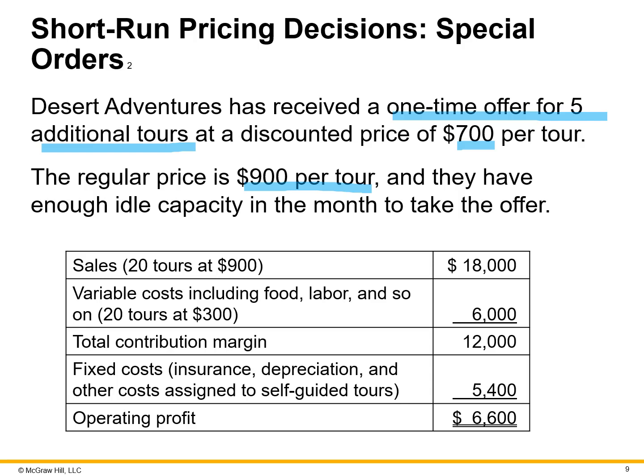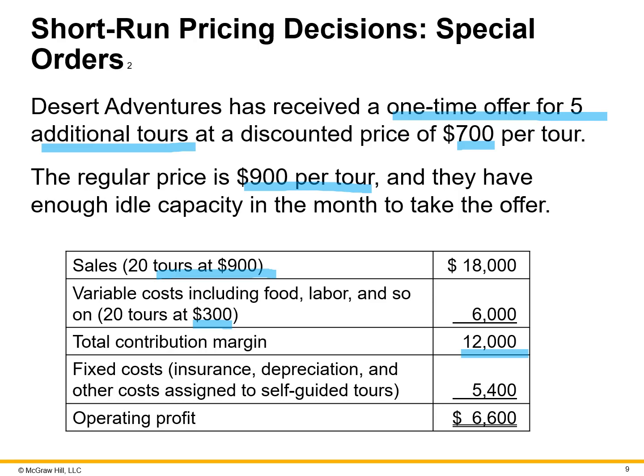Tours are generally sold for $900. They want it for $700, so they want a $200 discount. The variable cost is $300. So the total contribution margin for 20 tours is $12,000, but per tour that would be $900 sales minus $300 variable cost. So we would have a $600 contribution margin per trip. So even if we lower the price by $200, that still gives us a $400 contribution margin. So it does seem like it would be a good idea.